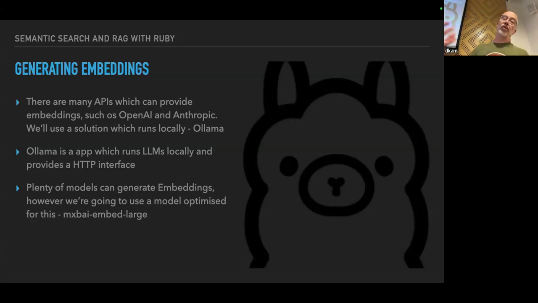It lets you pull down models and run them locally. You can pull down models from Hugging Face, or they have their own models that are easy to pull. And basically that just gives you access to the LLMs via an HTTP interface. Now, I think maybe every model has to generate embeddings, and most models you can actually get the embeddings from.